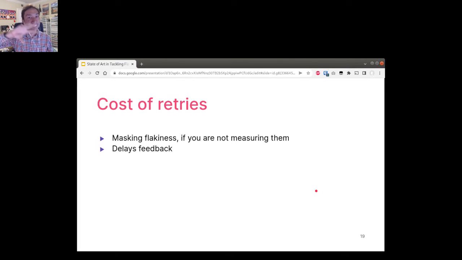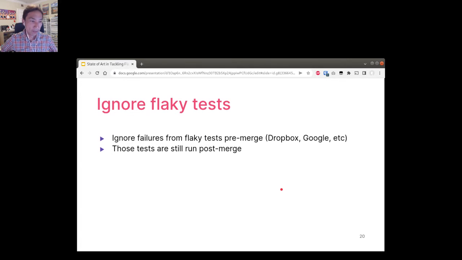So these numbers just tend to keep going up, and what that means is when a legitimate failure happens, like in this long running test, that also needs to get rerun 5 times, 10 times before the whole thing is declared a failure. So it delays the feedback cycle, which is a problem. So that was the cost of retry.